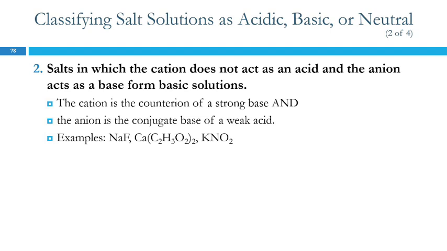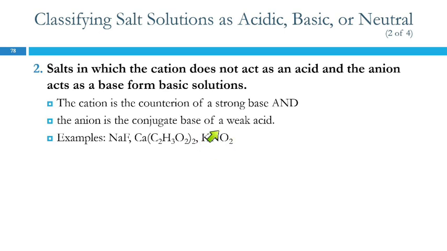Salts in which the cation doesn't act as an acid, but the anion acts as a base. So here, the cation would be the counterion of a strong base, and the anion is the conjugate base of a weak acid. The words just, I don't find them all that helpful. Let's look at the examples.